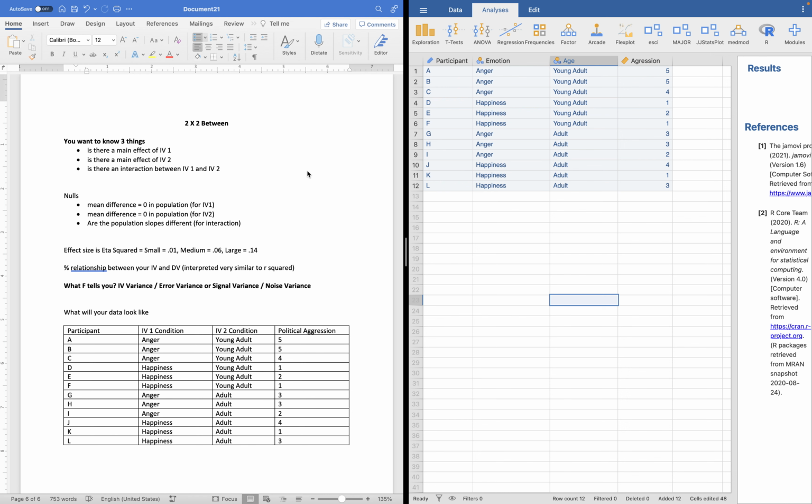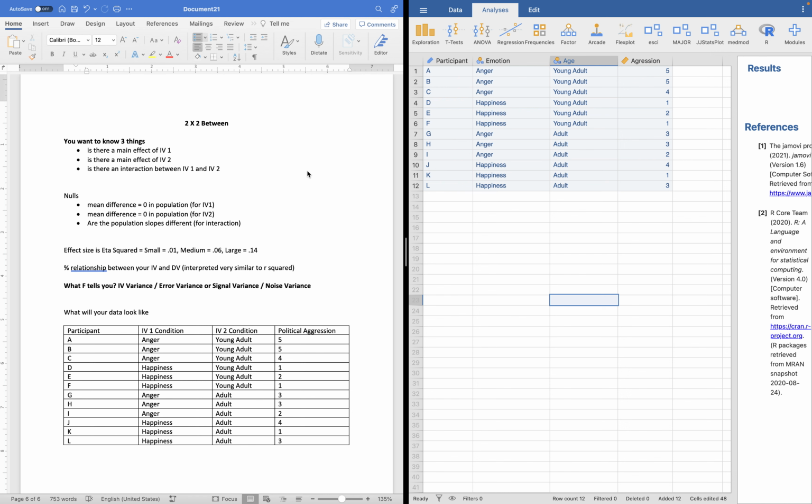You have 3 nulls. For a 2 by 2, your null for main effect 1 is that your mean difference is 0. There's only 2 means. So it's not 3 means. There's only 2 means. So that's your null hypothesis. Same thing for main effect 2. Only 2 means. There's your null hypothesis.